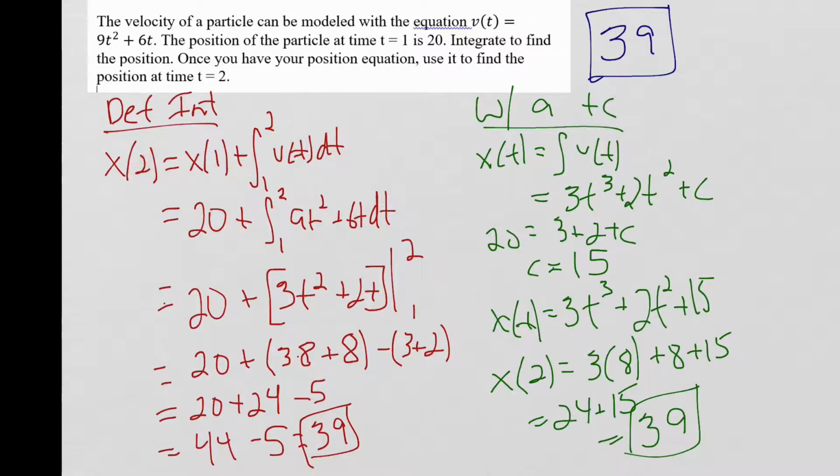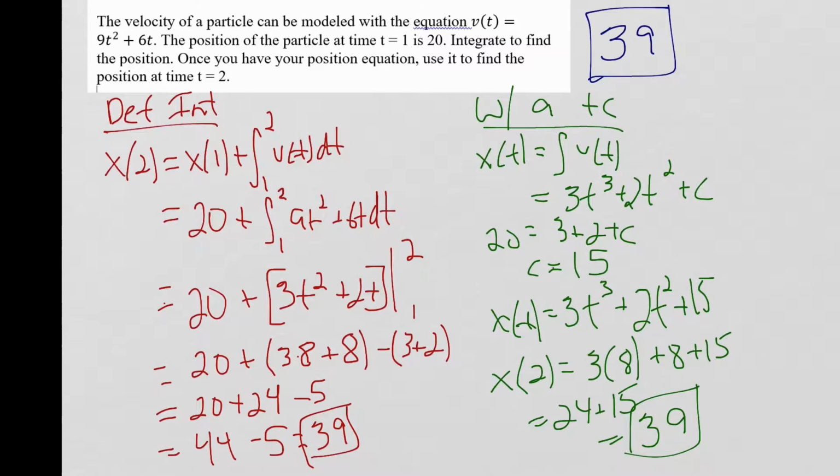So the x of 2, the 2 here is going to be the end of the integral, and the 1 here is going to be the starting point. I take the amount at 1 and add the change in position from 1 to 2. That gives me 20 plus the integral from 1 to 2 of the velocity. Integrate, evaluate, that's the evaluate right there. 20 plus this minus that gives me 20 plus 24 minus 5, 44 minus 5, 39. I think this way will feel more useful to you, this unit, but I might not be right.